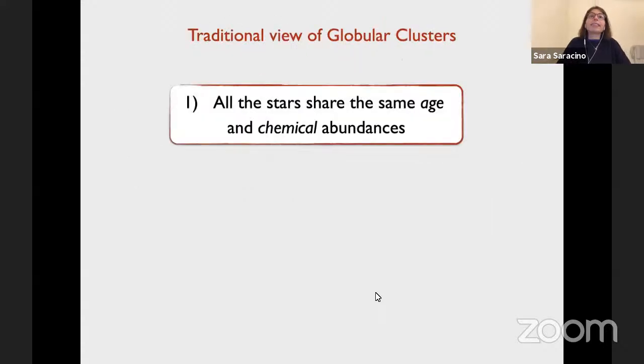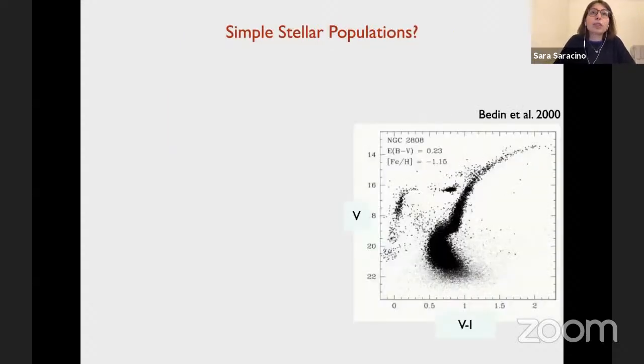So this is the general picture about globular clusters and the traditional view of them. As I said before, they were considered the prototype of simple stellar population, so that all the stars in a globular cluster should share the same age and the same chemical abundances. For example, if we go back to the early 2000s, from observations using the Hubble Space Telescope, you usually looked at these very nice CMDs with single sequences in the optical filters. And so the idea was, yes, they are simple stellar populations.